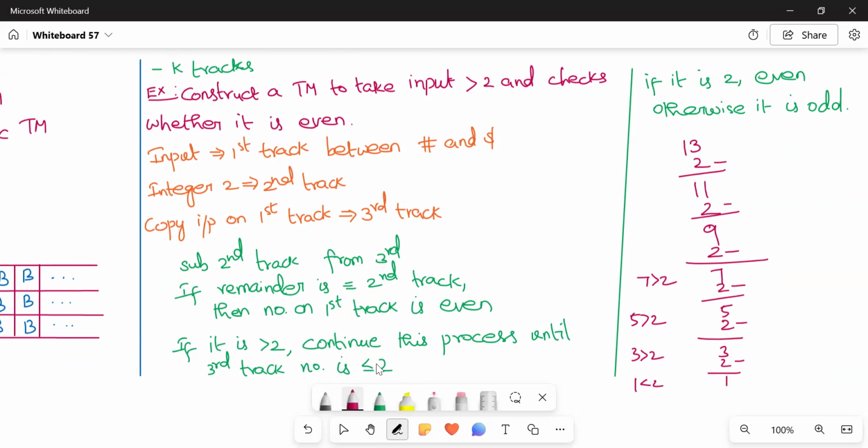So finally we get either 2 or less than 2. If it is equivalent to 2, we can say that the number on the first track is even. But otherwise, here we are getting less than 2. Less than 2 means we have to say that the number on the first track is odd. Since we are getting a remainder less than 2, we can say that the number on the first track is odd.